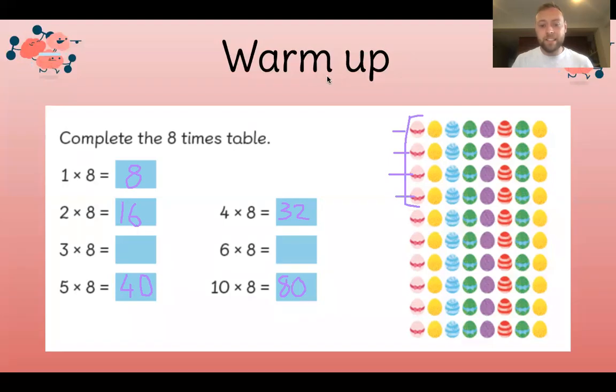Now what that means is I can work out what 3 lots of 8 is, because again, I've got 1 lot of 8, 2 lots of 8, 3 lots of 8. So here, what I can do quite simply is, if I know what 2 lots of 8 are, and I know what 1 lot of 8 is, I can add them together, because 1 lot of 8 is 8, plus 2 lots of 8, that gives me 3 lots of 8. So my answer is 24.